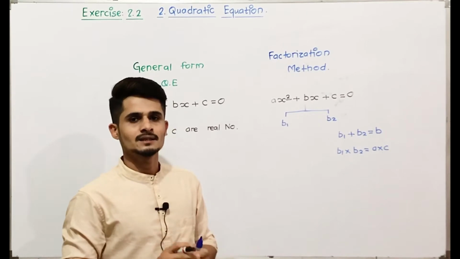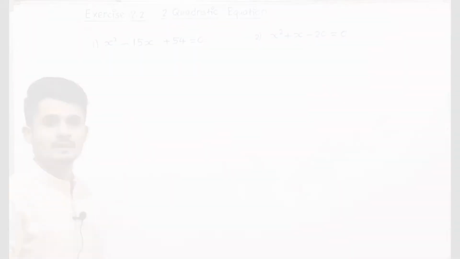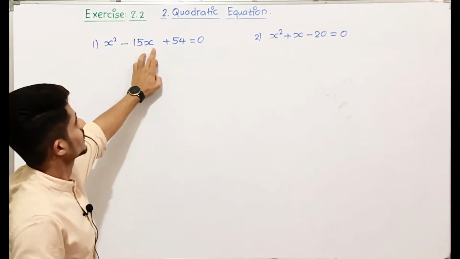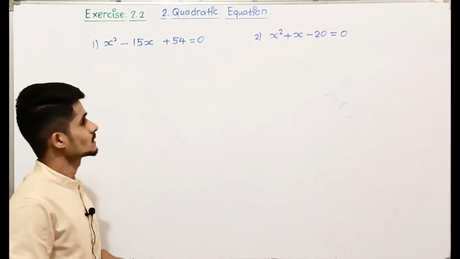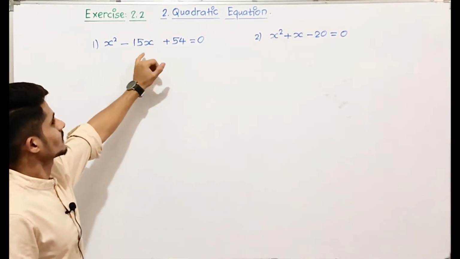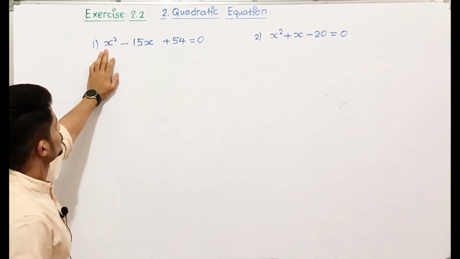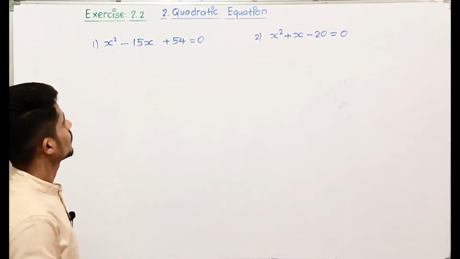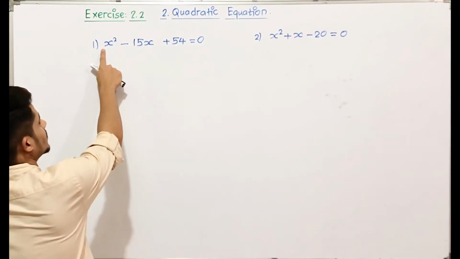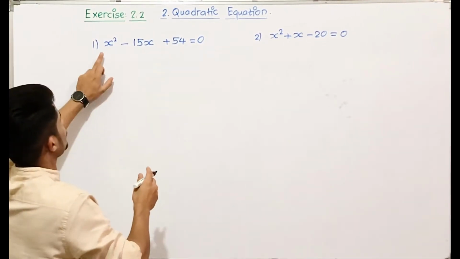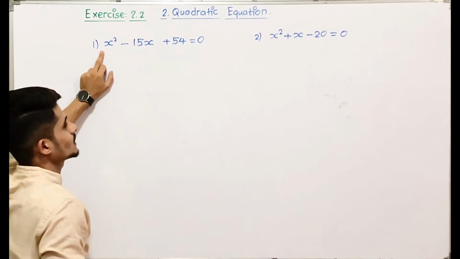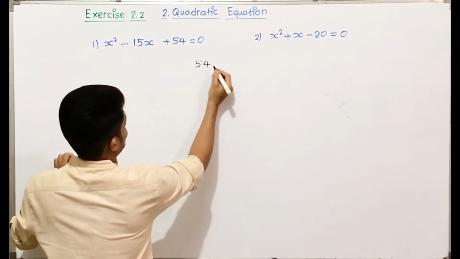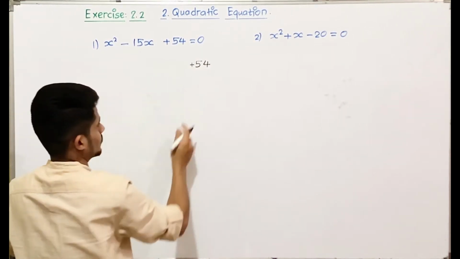Let's understand easily using an example. Exercise 2.2, sum number 1. x square minus 15x plus 54 is equal to 0. Firstly, we have to check whether the equation is in the general form. So x square, x and constant, the equation is in the general form. Now we have to multiply the coefficient of a and c. The coefficient of a is 1 and the coefficient of c is 54. So 1 into 54 is 54, that is plus 54.